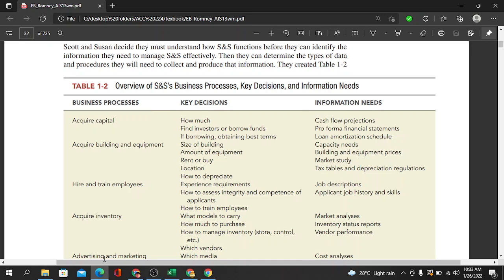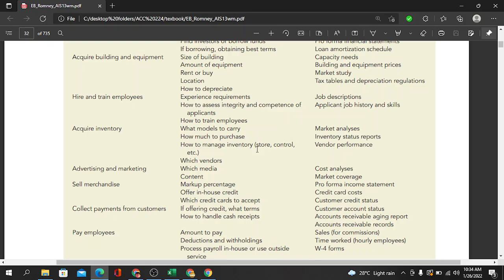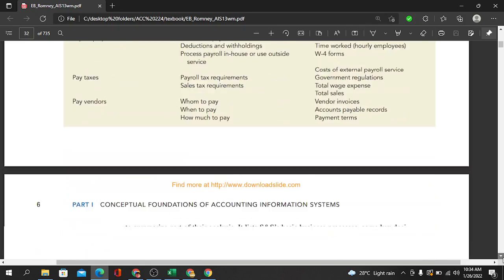So the information must really be relevant for our decision making. And we have several business processes. Whether we want to acquire capital, the information that you will gather is the cash flow projection, which are estimates, or the financial statements. If you want to acquire inventory, you look at your inventory management system, the status report. For accounts receivable, you look at what is appropriate for decision making. Okay.